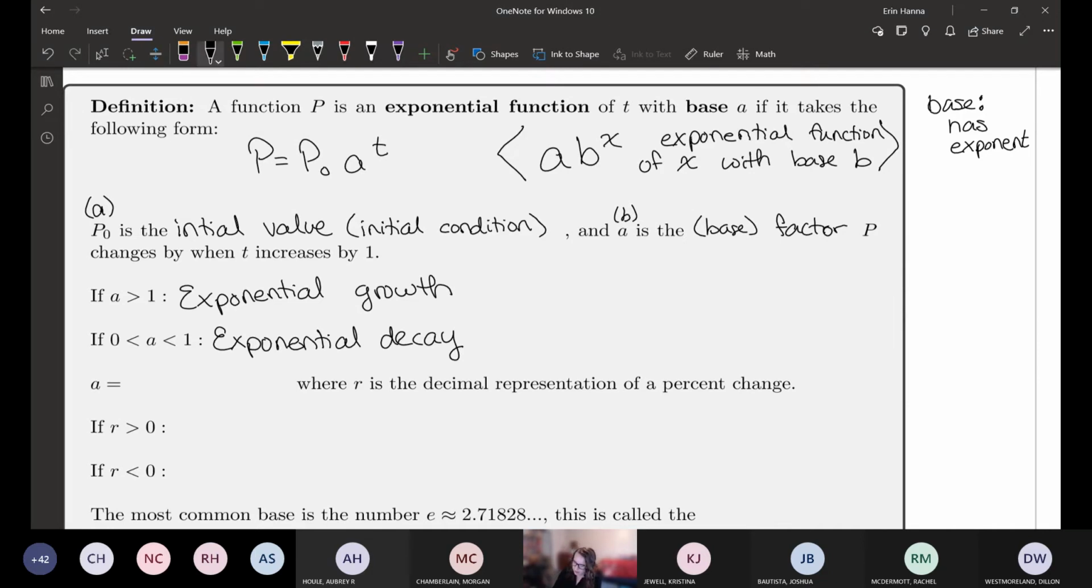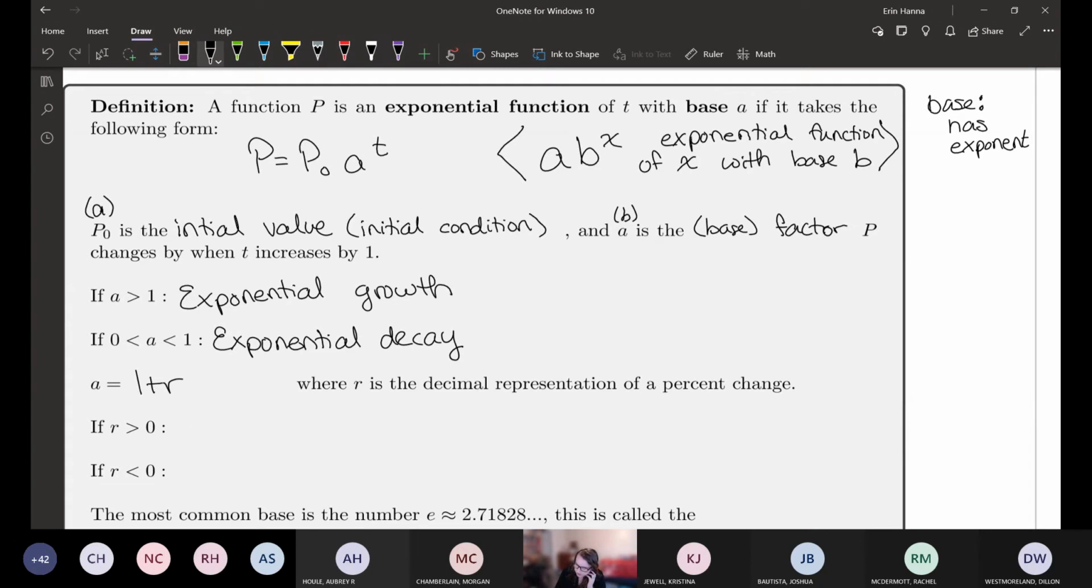Now A is equal to 1 plus R. Now I know this is a lot of information at once. So A is equal to 1 plus R. R is the decimal representation of a percent change. So this is why I was slightly lying a second ago. That 0.1 in the problem we were just working on would have been the R value, not the A value. I misspoke. So it's essentially that percent change. It would have been the 10% to give us the 0.1.